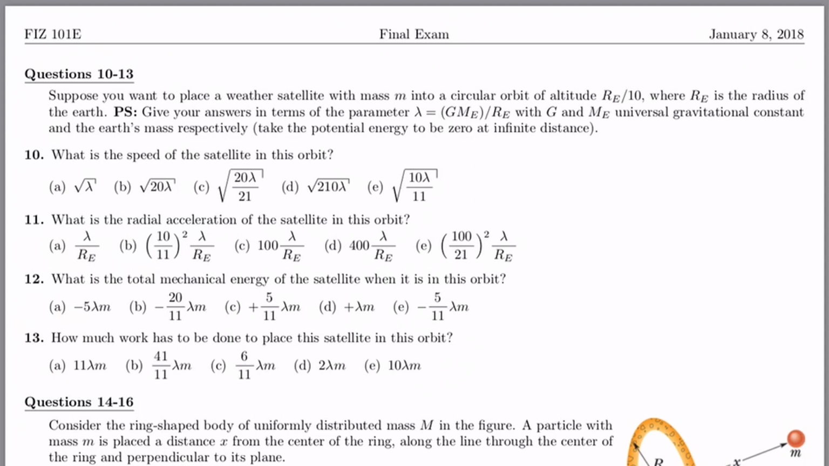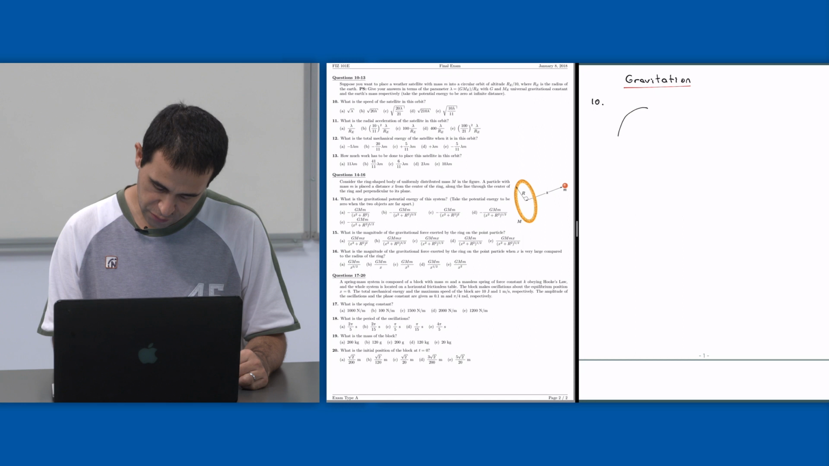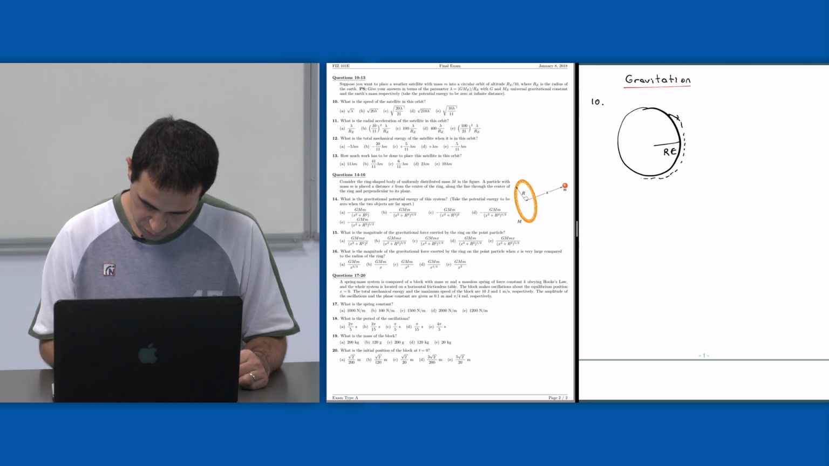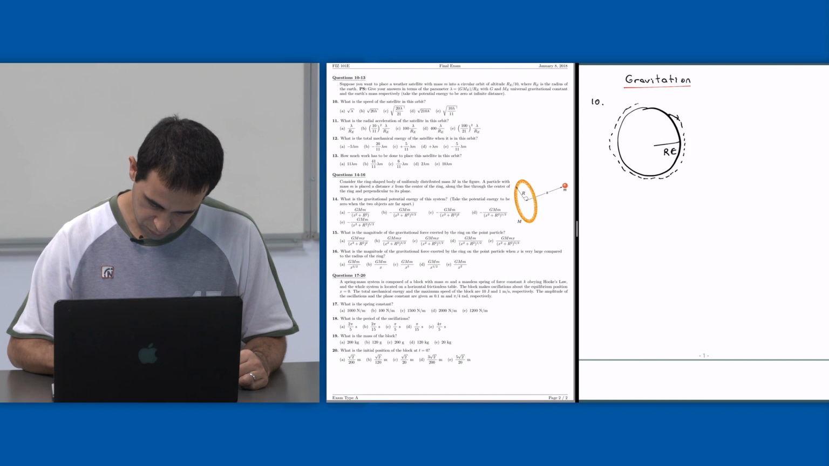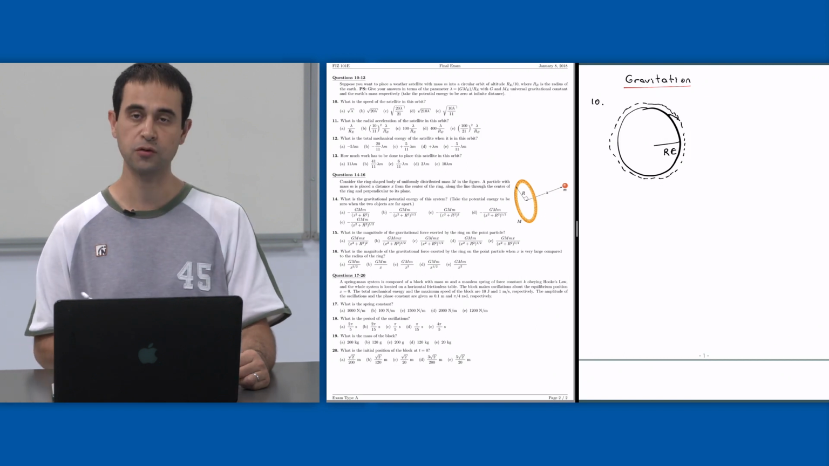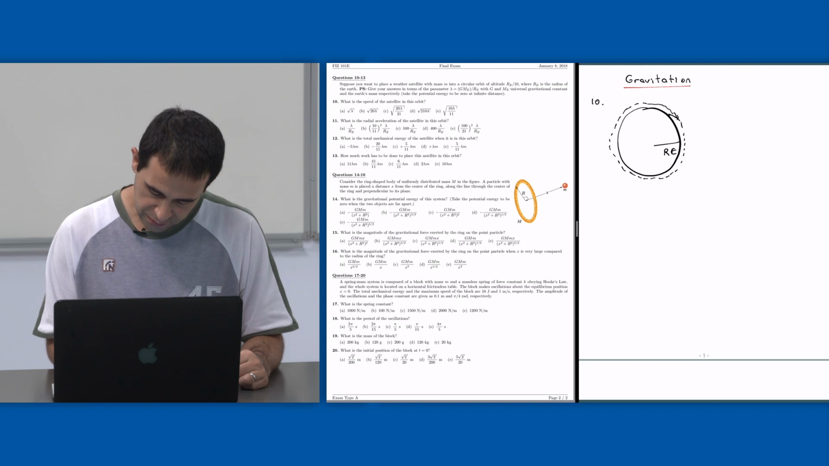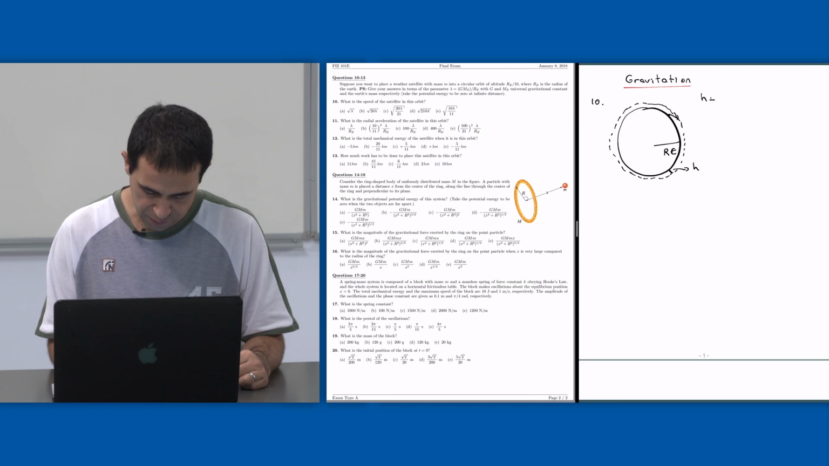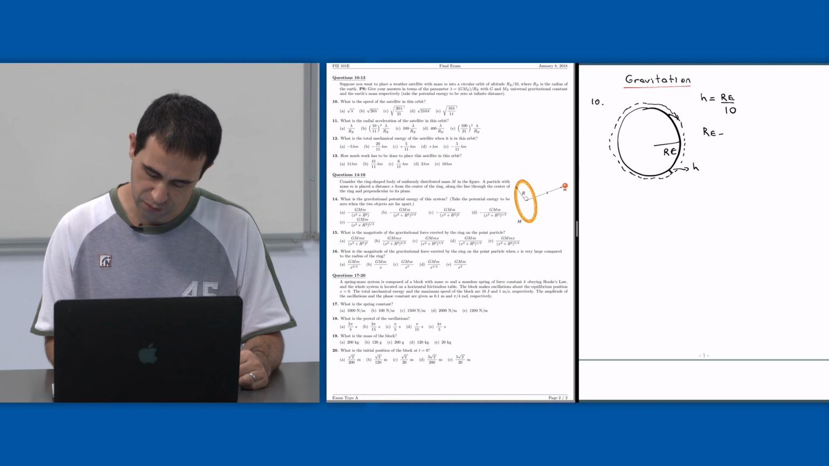I will start with 10. Let me draw the picture first. The radius is RE, and you take a satellite and throw it like that, and eventually it just follows the circular orbit. This height which we reach, I'm going to call h. H is given in the problem as RE divided by 10, and here RE is the radius of the Earth.